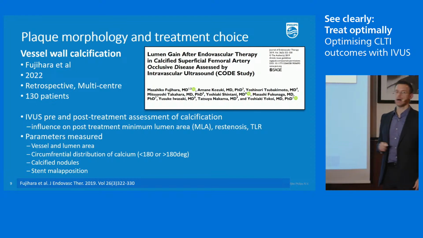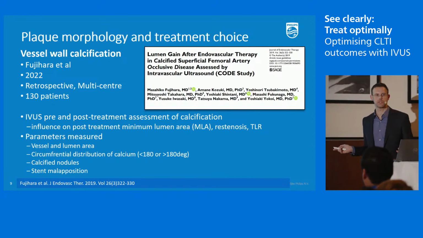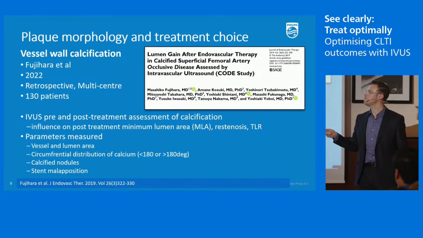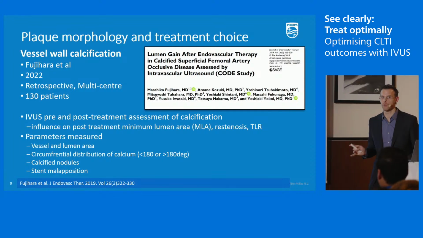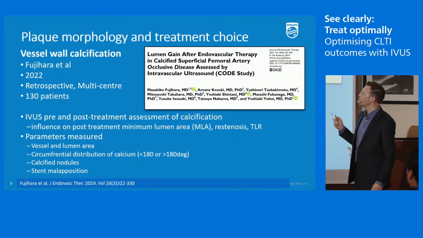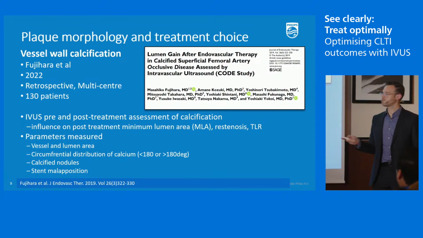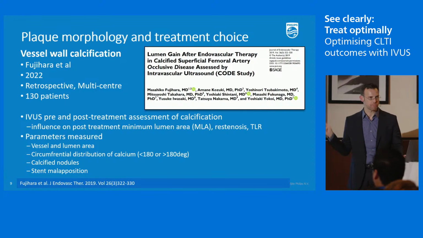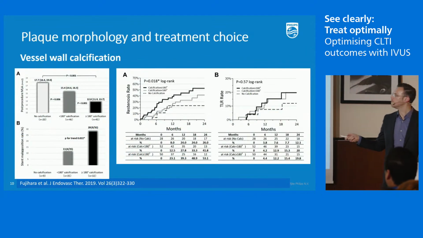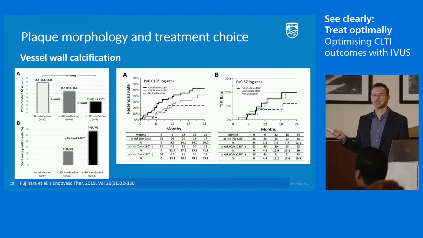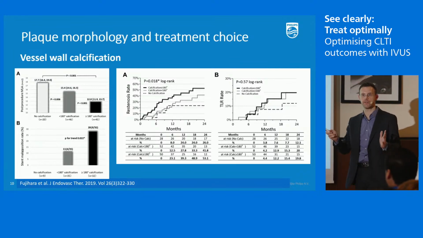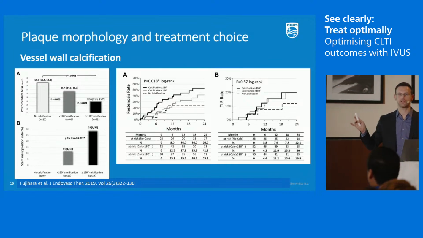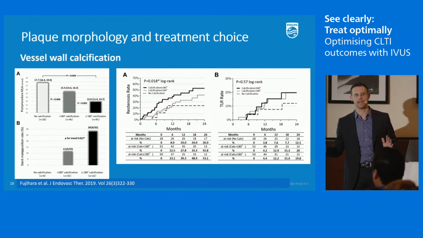So what is it about vessel wall calcification that we need to be cautious about in our CLTI patients? So the great Fujihara, I actually met him last week. It was a bit like a fanboy when I met him. Estimating pre- and post-treatment assessment of calcification and then the outcomes from that. So it's a retrospective study again. So no calcification of less than 180 degrees, which we'll talk about more as we go on the course. 180 degrees is a differentiation, I guess, between mild, moderate, and severe calcification.